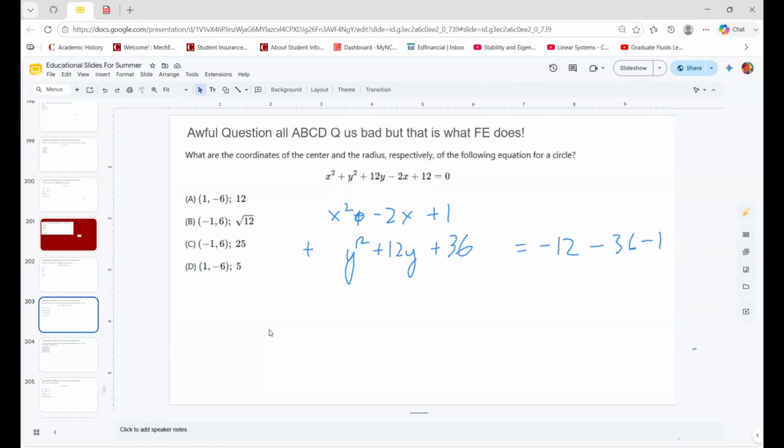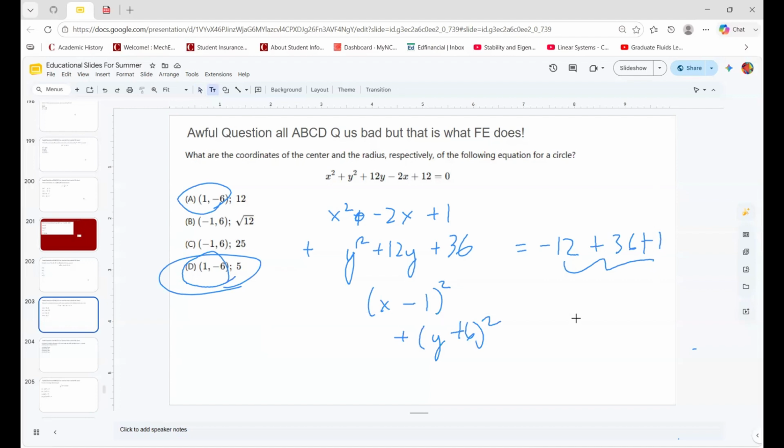No, no, wait. Minus, minus, so it's plus, plus. Okay, I don't think I need that. (x minus 1) squared plus (y plus 6) squared. So it's minus 6 plus 6. So it's one of these two. And I need a radius, so it's the radius of this, which is minus 12 plus 36 plus 1 equals about 25, so it's d. Okay.